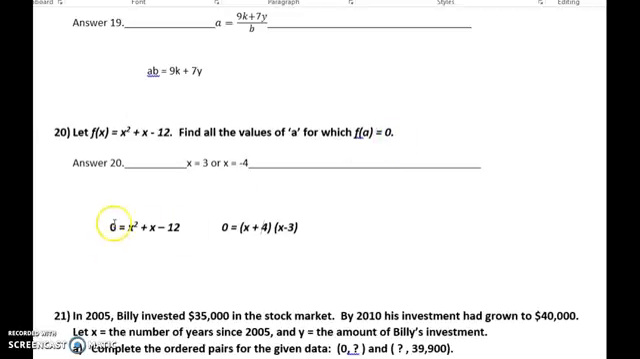For number 20, trying to find all values where you plug it in and get a 0 back. So this is what we're trying to solve. One way to do that is by factoring. And so here's what it would factor down to. And so you can see if you plug a negative 4 in here, it would make this true, or if you plugged a positive 3, it would also make this true. So those are the two solutions.